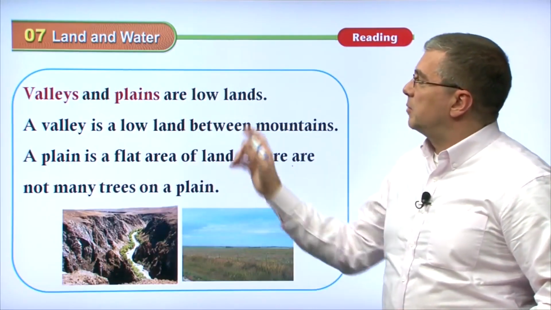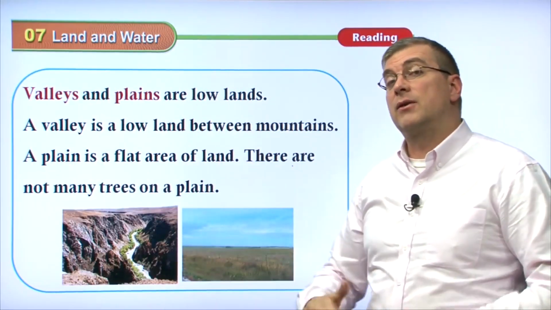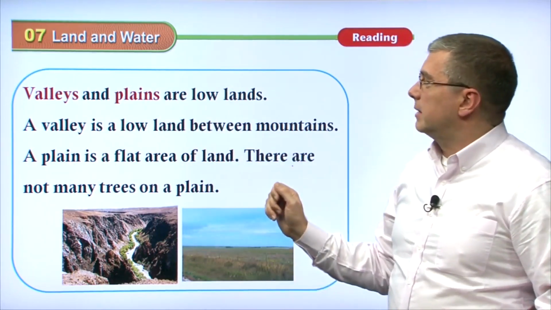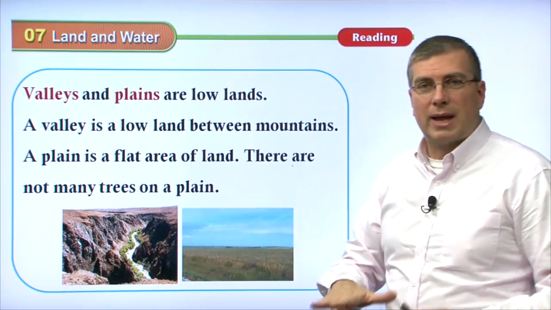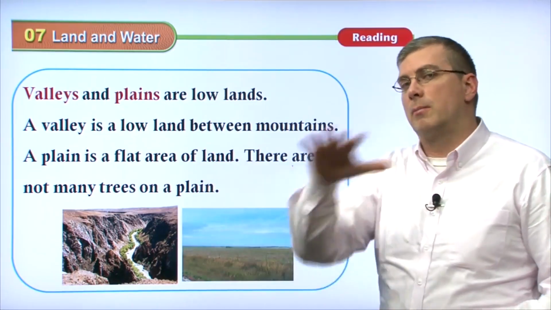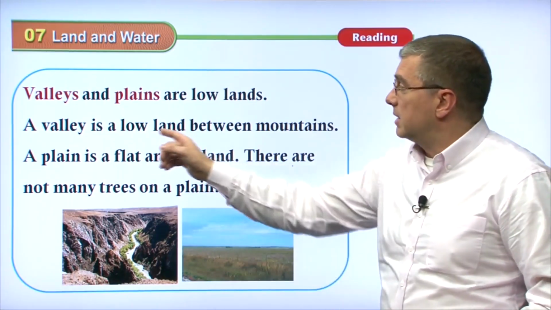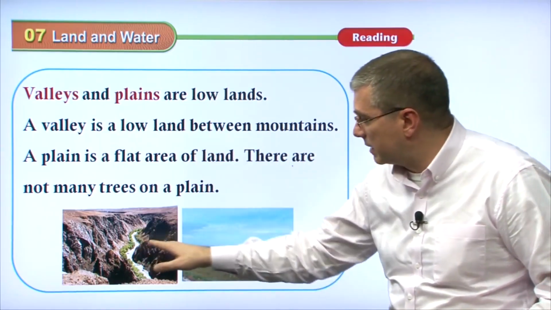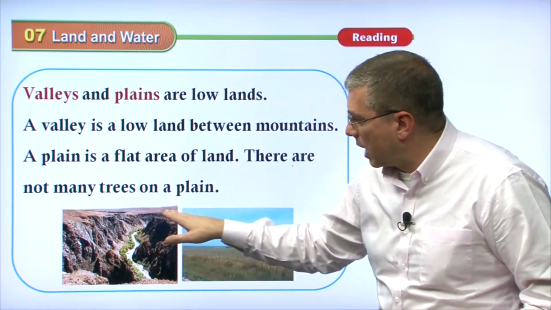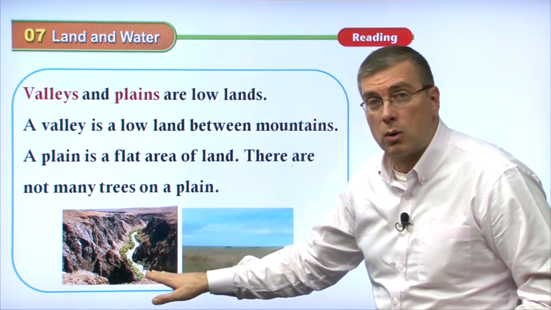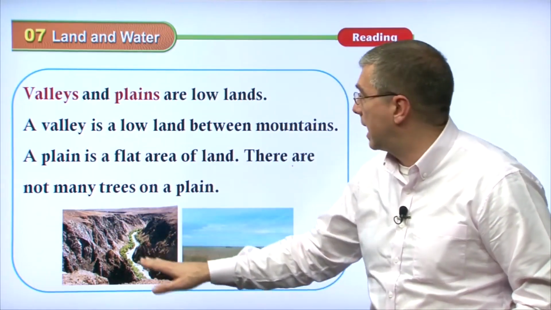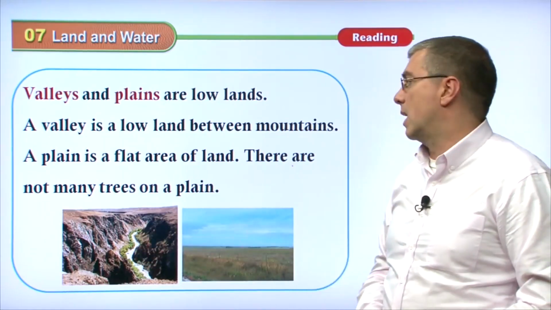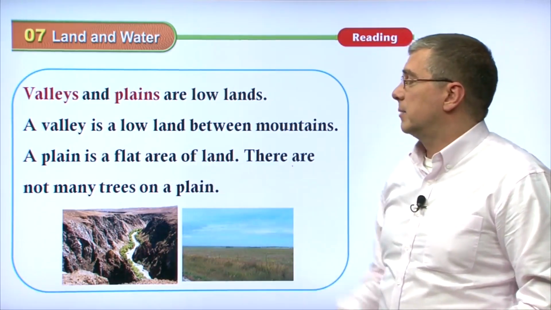Okay, valleys and plains. Those are other types of land, other features of land. There are lowlands, right? Usually, of course, they are lower land than the surrounding hills or mountains. A valley is a low area of land or low land between mountains, like this. It's a low area. Of course, these are higher areas. The valley is lower. So, a valley is low land between mountains and between hills as well. We talked about a plain.